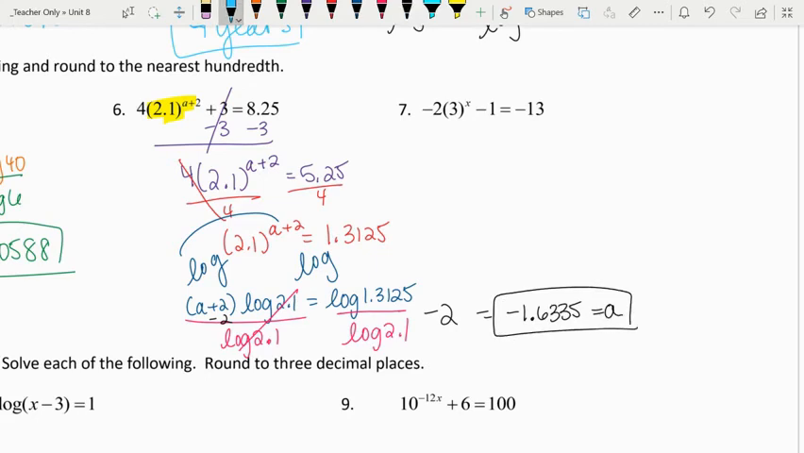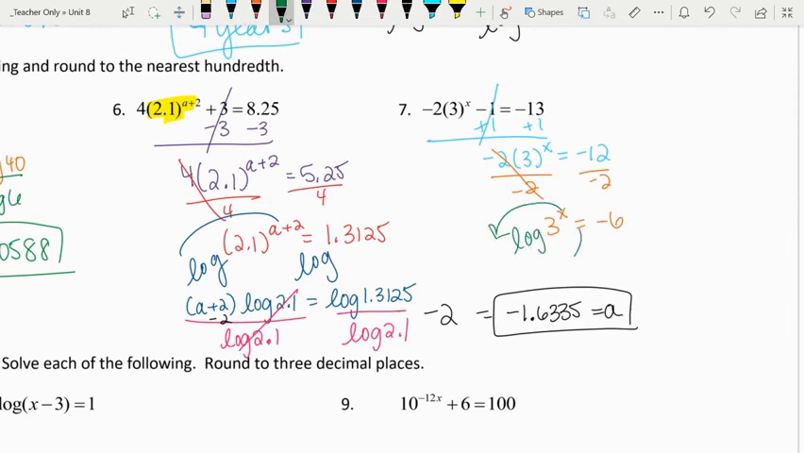Number 7 is done almost the exact same way. We're going to add 1. And then we will end up dividing by negative 2. So we get 3 to the x equals negative 6. Now we would log both sides and throw the x out in front. I'm going to write this up here. We have x log of 3 equals log of negative 6. And then we would divide by log of 3.